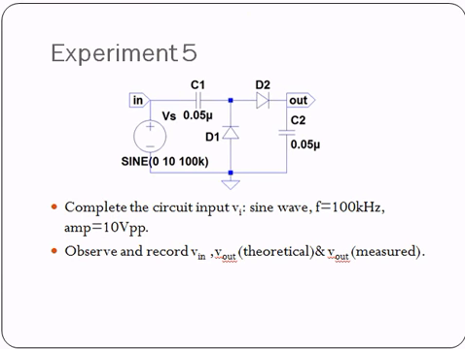Experiment 5. Implement the voltage multiplier. Input a sine wave with 100 kHz frequency and 10 volt peak-to-peak voltage. Record the V-in and theoretical V-out. Then measure the real V-out. You'll find because of the diode, the V-out measured will not be the same as the theoretical one.